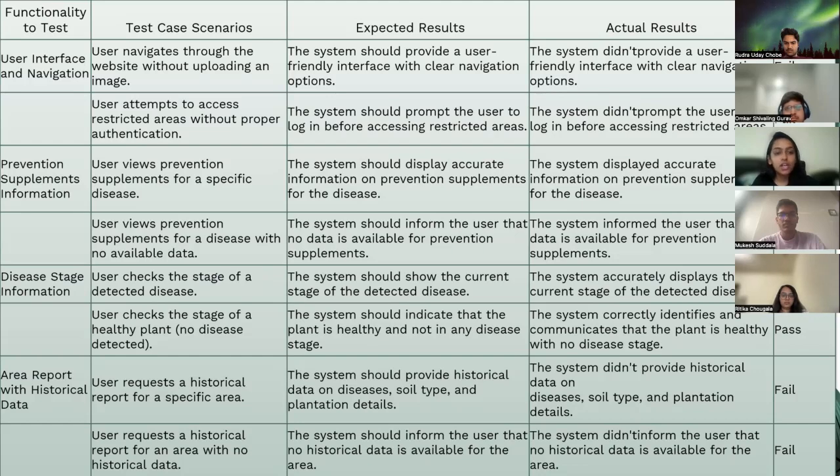So when the user asks for an area report with historical data, it should give the report for the specific area. And if there is no historical report available for that area, then it should inform regarding the same.